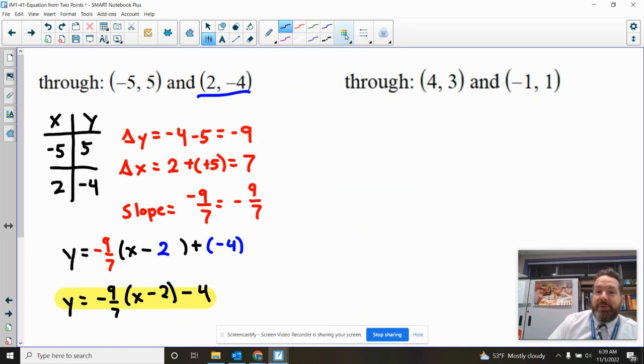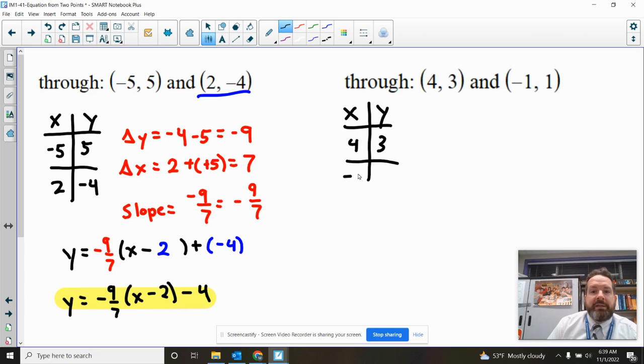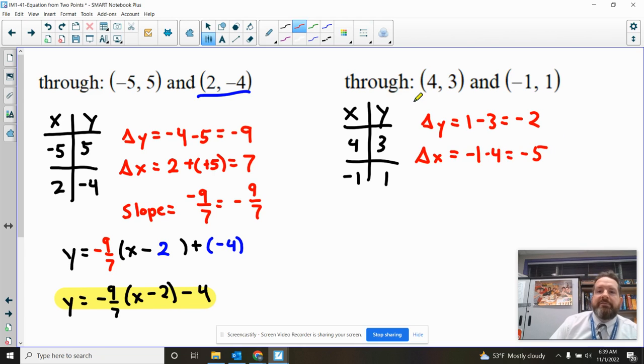If you haven't already done this one, do a quick pause, try it yourself, and unpause when you are ready to check. First ordered pair, second ordered pair. For the change in y, bottom minus top, 1 minus 3. For the change in x, bottom minus top, -1 minus 4, that's going to be a -5.